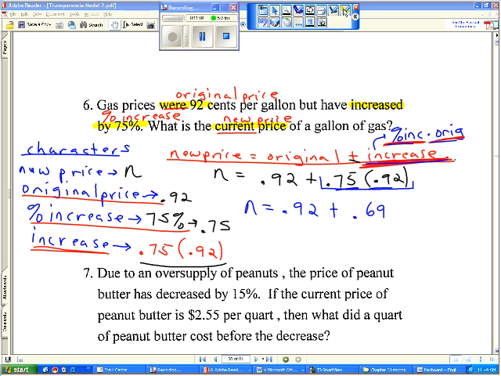So the original price was 92 cents. It's increased by 69 cents. So the new price is, I knew there's $1.61 in there somewhere. $1.61. I hadn't done this in a year, but I remember that number. Any questions on number 6? This time we gave you the original and we were asking for the new price. Everybody got it?